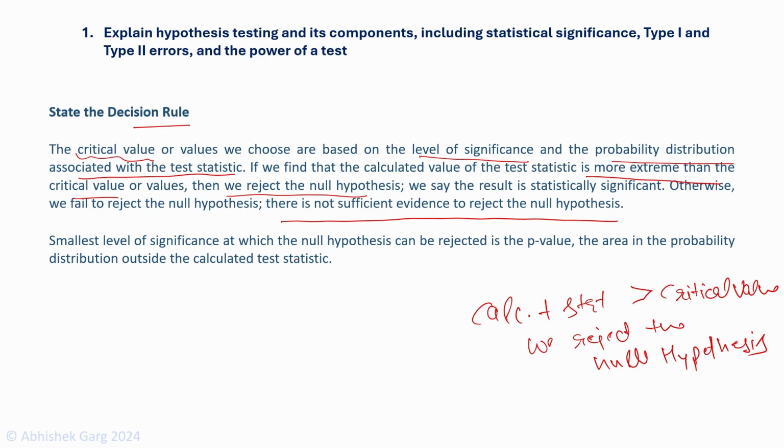The smallest level of significance at which the null hypothesis can be rejected is the p-value. The p-value is the area in the probability distribution outside the calculated test stat. That means the smallest level of significance at which the null hypothesis can be rejected, that is your p-value.